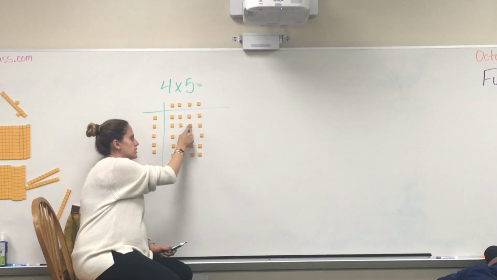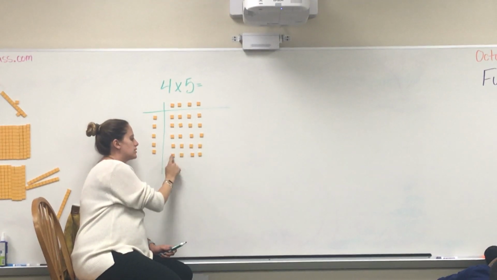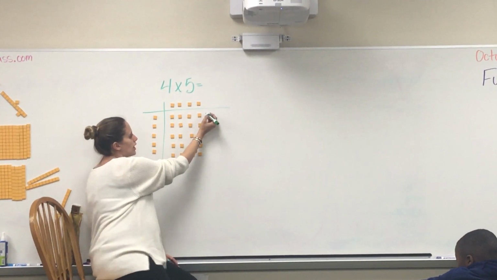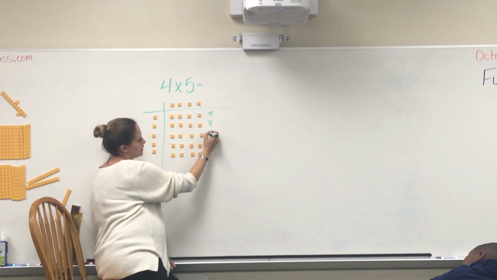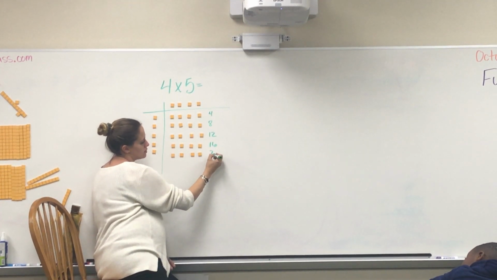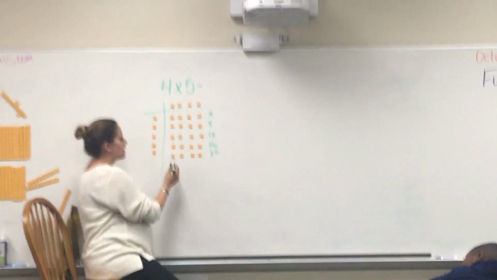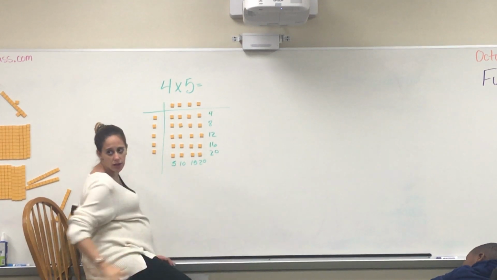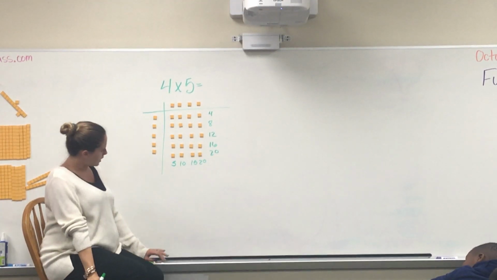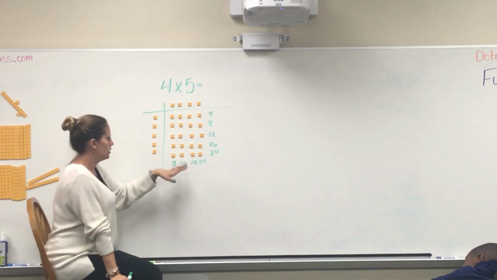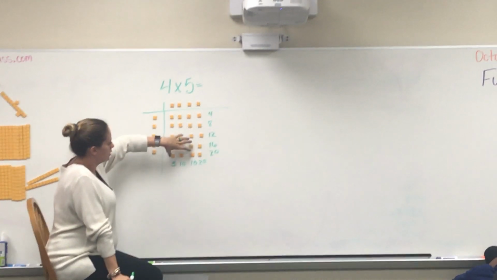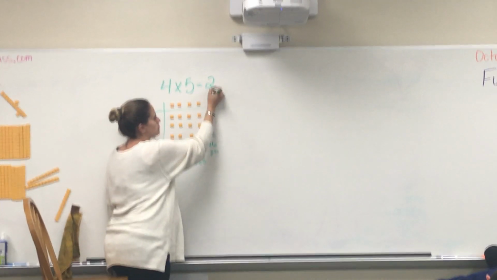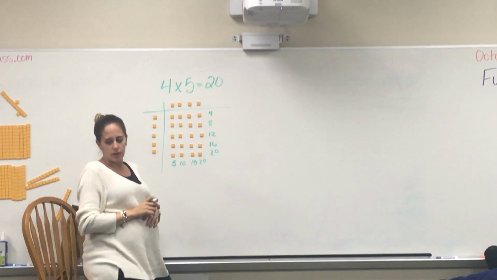I can count them by ones. 1, 2, 3, 4, 5, 6, 7, 8, 9, 10, 11, 12, 13, 14, 15, 16, 17, 18, 19, 20. Can I count them by 4s? 4, 8, 12, 16, 20. Can I count them by 5 this way? 5, 10, 15, 20. Okay? So no matter what, here on the inside, I have 20. And that tells me my answer to 4 times 5 equals 20.